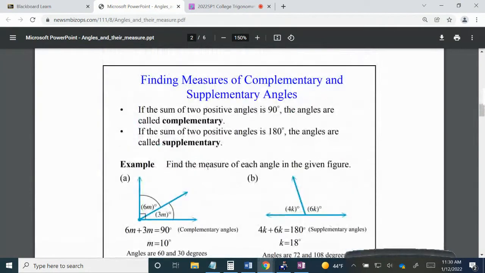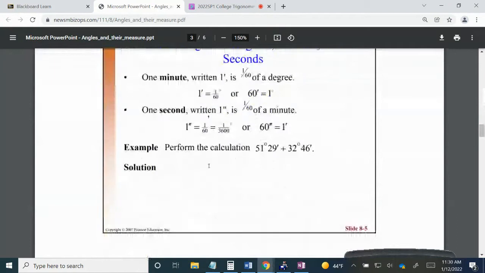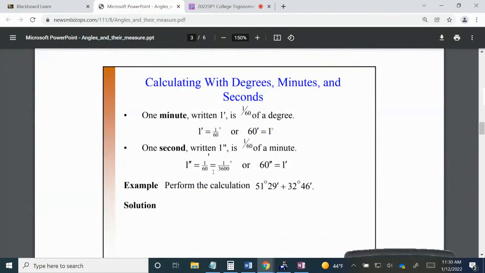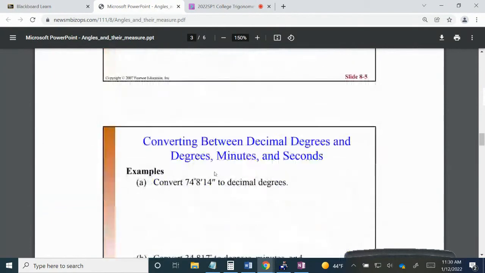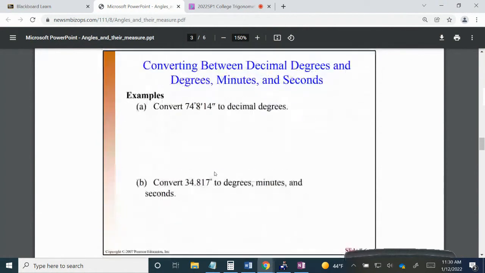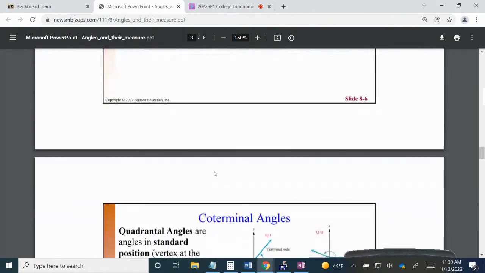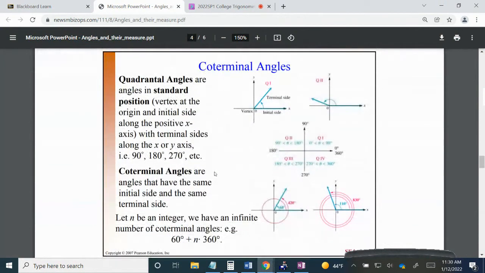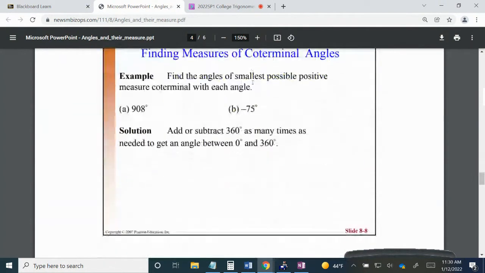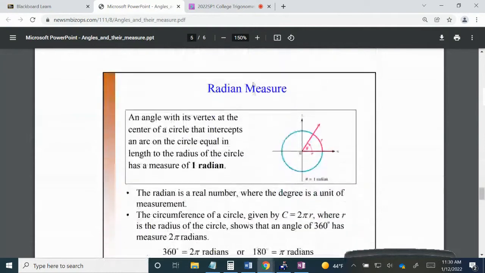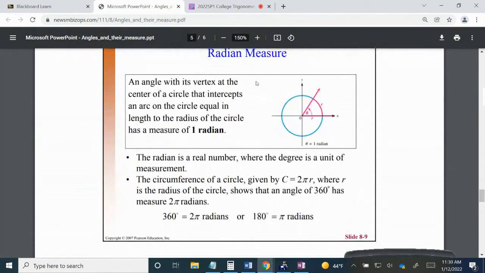All right, now we don't really deal too much with supplementary and complementary angles. We also don't deal with degrees, minutes, and seconds, or decimal degrees. All right, but we will take a look at coterminal angles. And we're also going to take a look at radian measure. Okay, but before we take a look at coterminal angles, we're going to take a look at radian measure.